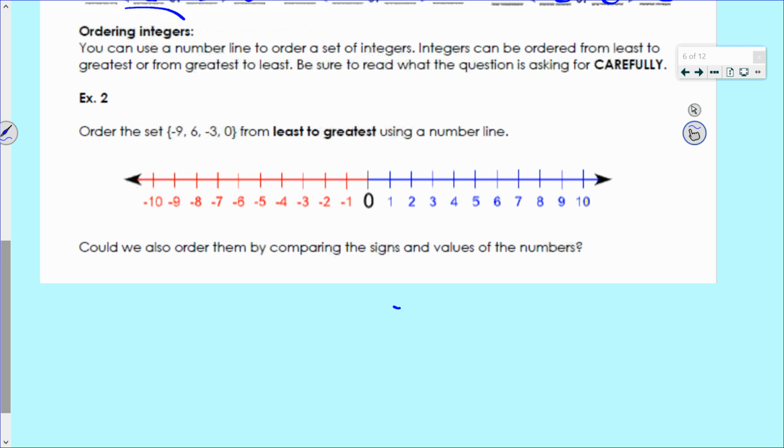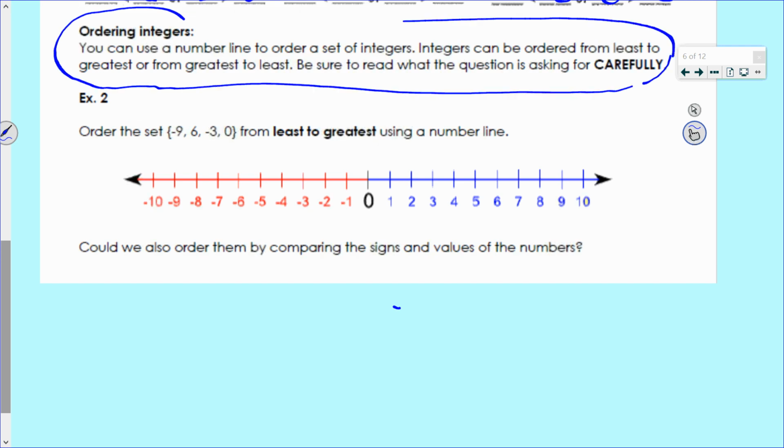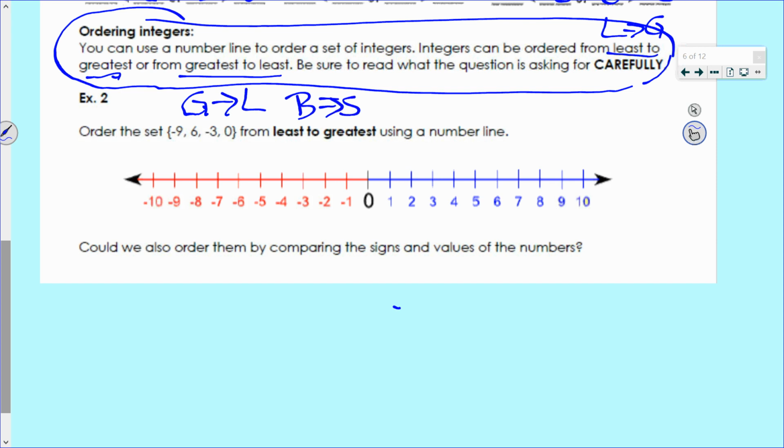When I'm ordering integers, you can use a number line to order a set of integers. Integers can be ordered from least to greatest or from greatest to least. Guys, one of the first things you should do as you're reading these, especially this quiz on Thursday, as soon as you read that, if it's least to greatest, write L to G. If it's greatest to least, write G to L. Or if you don't like that, you could also write bigger to small. So B to S, or S to B, if I'm doing small to big. Whatever terminology will help you.